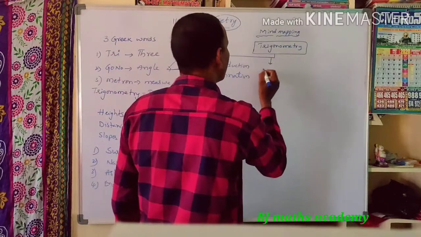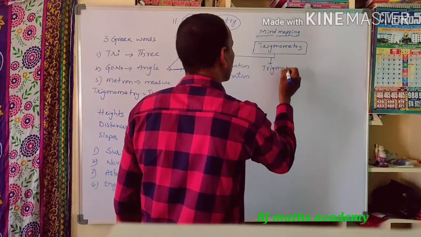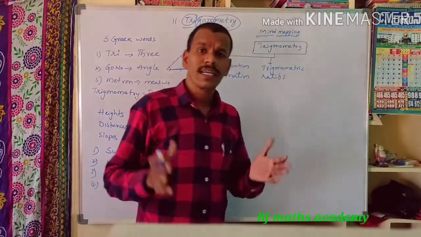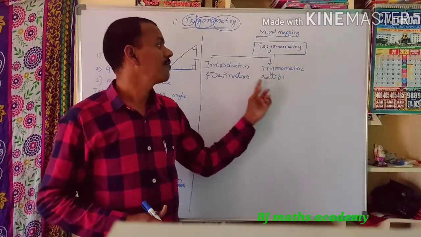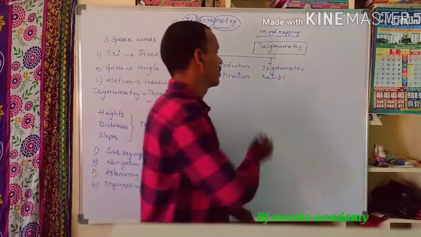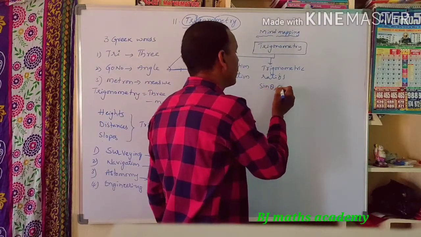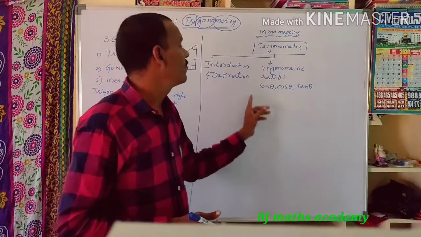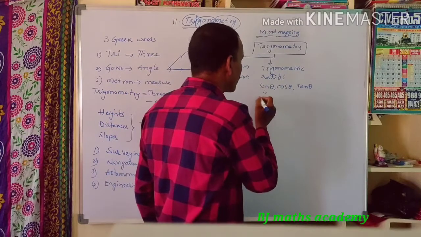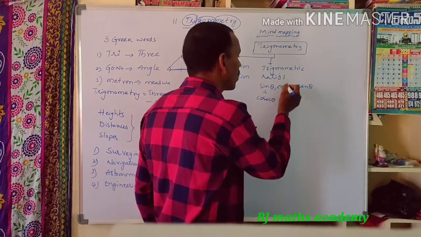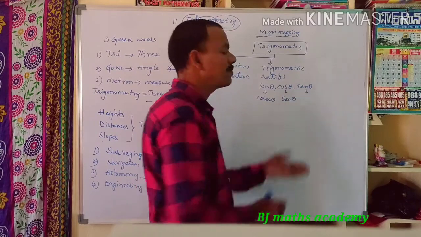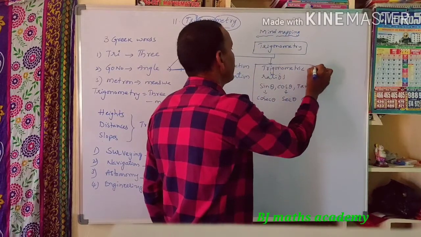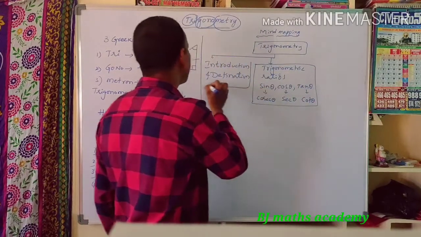Next, trigonometric ratios. There are 6 trigonometric ratios, and these are very important for trigonometry. One is sin theta, cos theta and tan theta. The remaining 3 are the reciprocals of the first 3. The reciprocal of sin theta is cosec theta, the reciprocal of cos theta is sec theta, and the reciprocal of tan theta is cot theta. These 6 are trigonometric ratios.